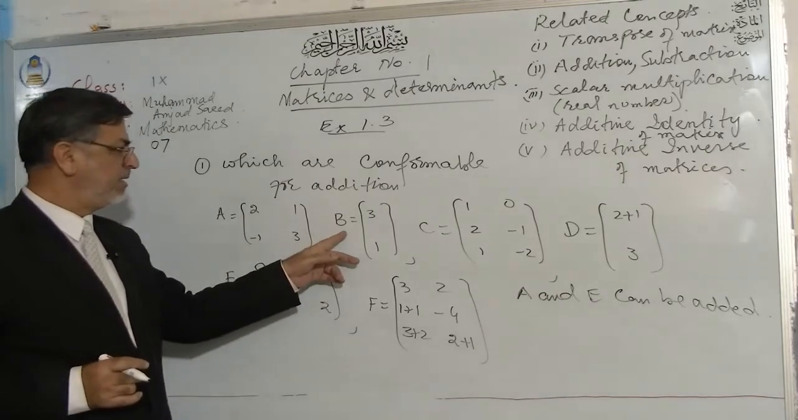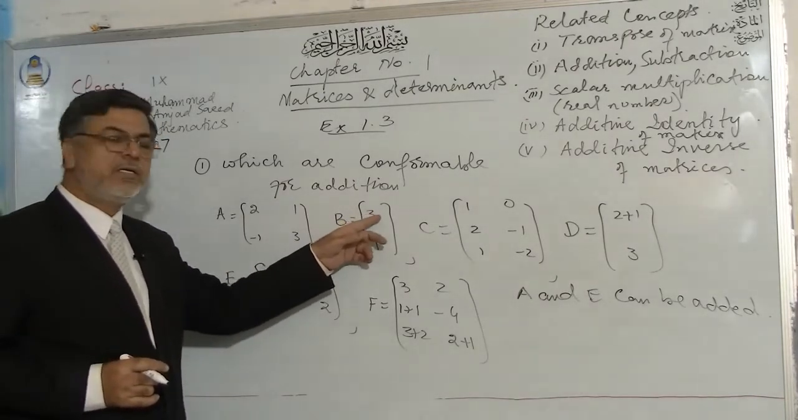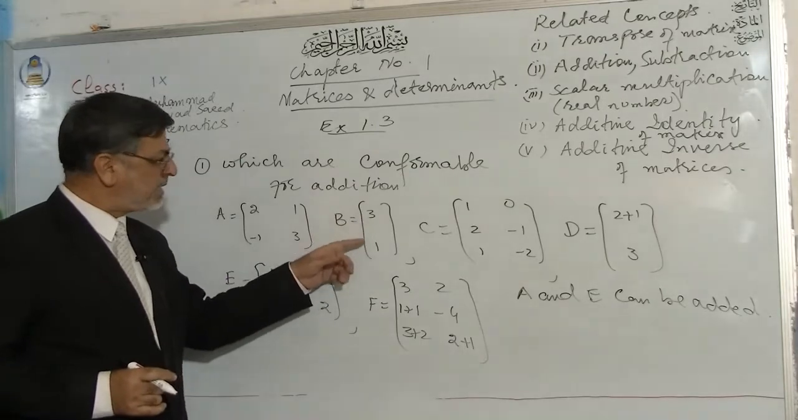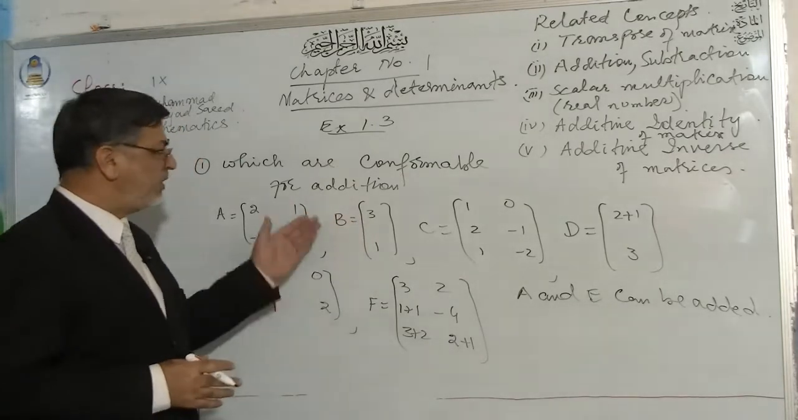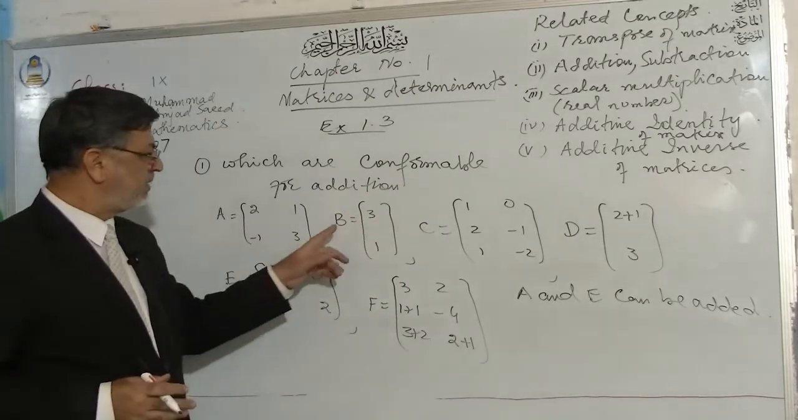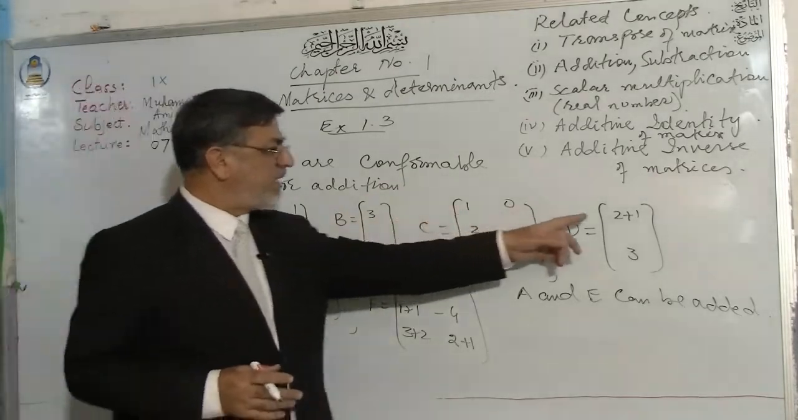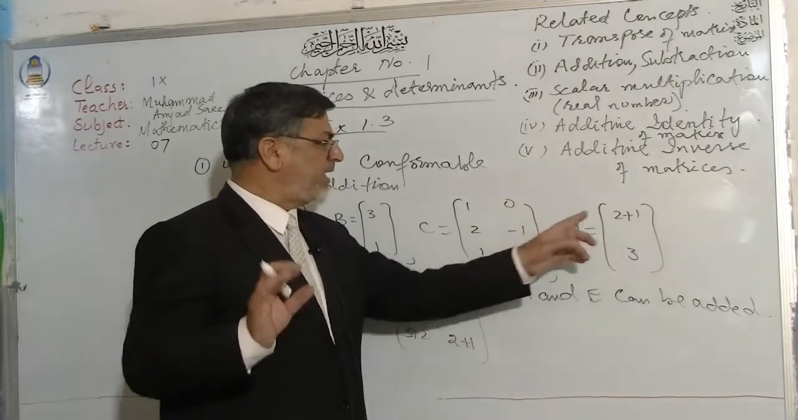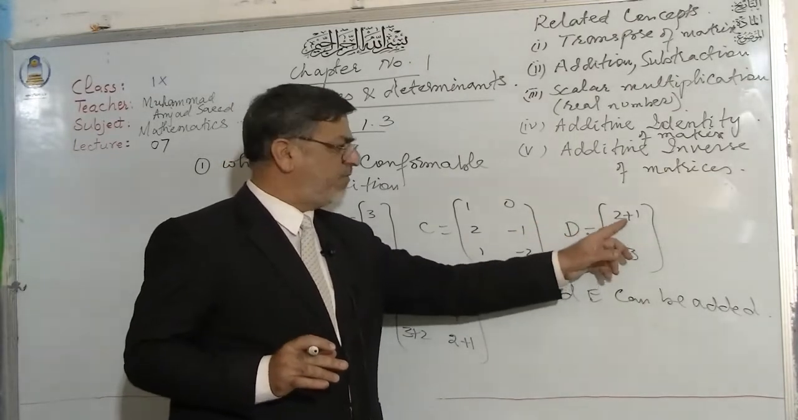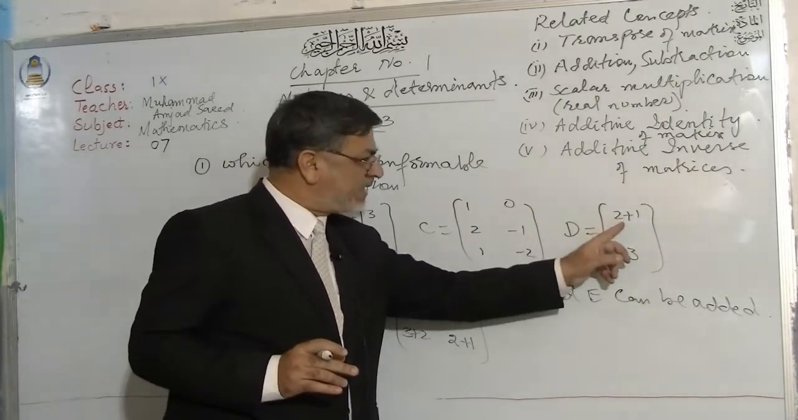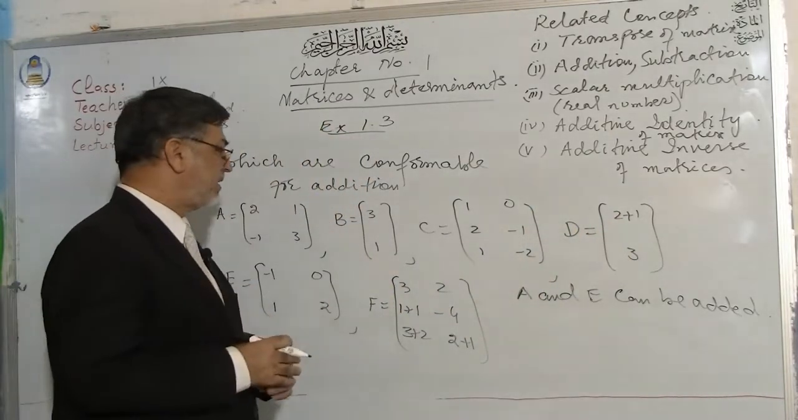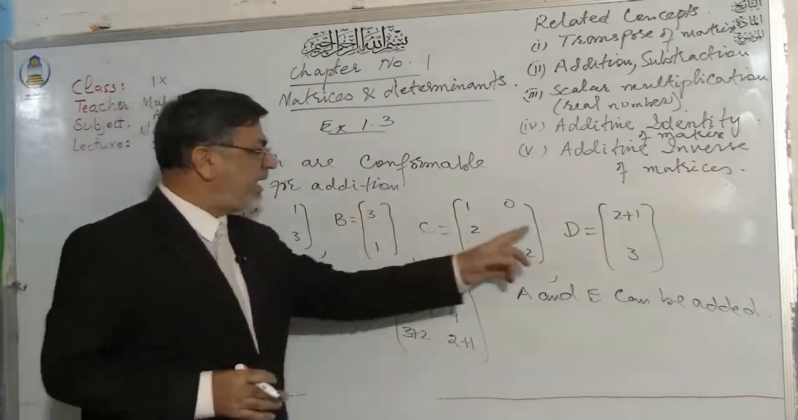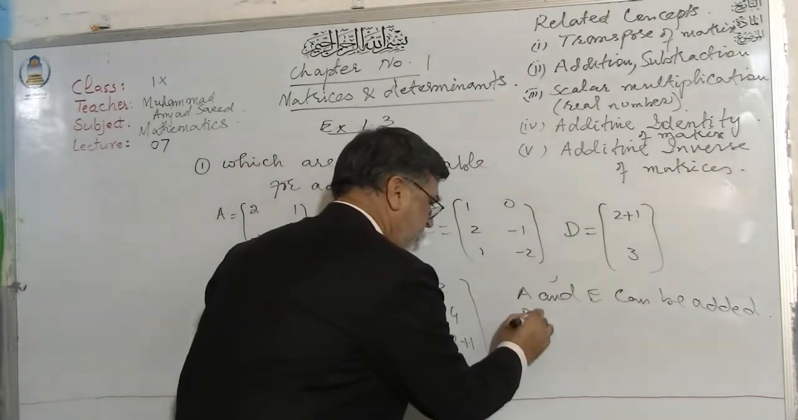Similarly, B has 2 rows and 1 column. This one also has 2 rows and 1 column. Don't be worried, this 2 plus 1 is 3 in fact. First you add them and subtract them, and then check what is the order. So B and D can be added.